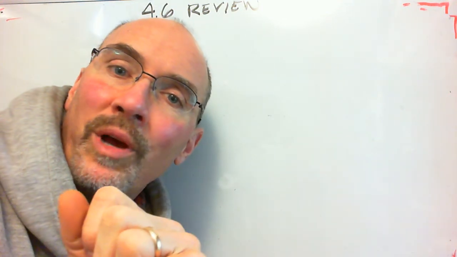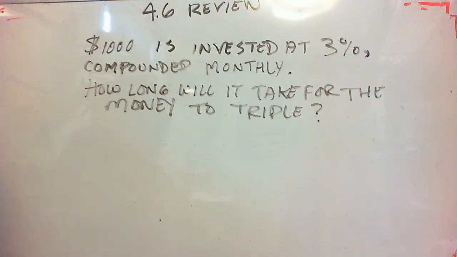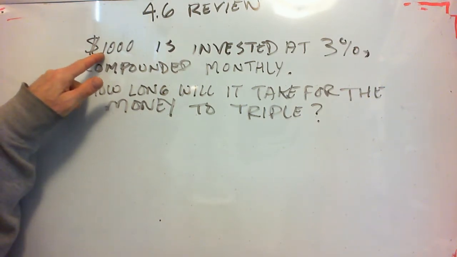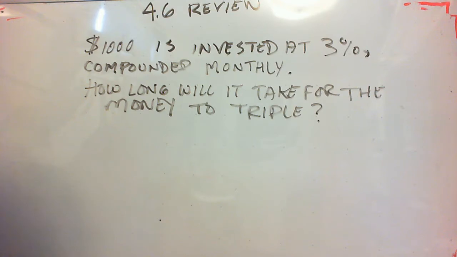Here we go, 4.6 review. Okay, first problem. $1,000 is invested at 3% return rate, compounded monthly. How long will it take for that money to triple? In other words, the amount to go from 1,000 to 3,000.